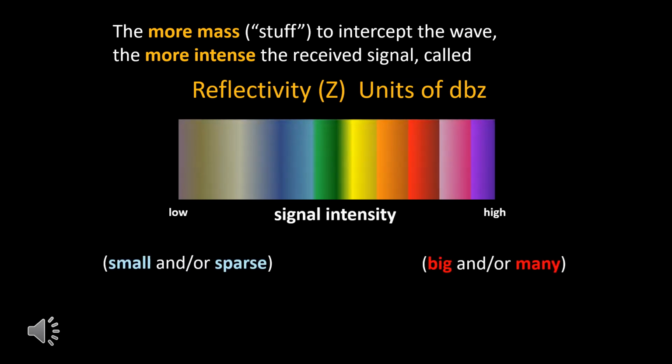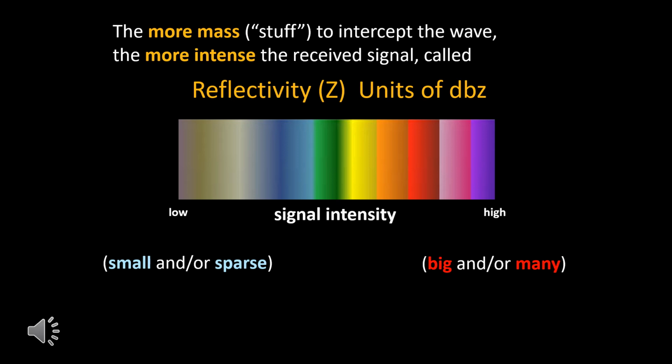Reflectivity is the signal that radar detects, and the unit of measure are decibels relative to reflectivity and have the symbol dBz. dB stands for decibels and Z for relative reflectivity. The color spectrum shown is a visual representation of the reflectivity values.